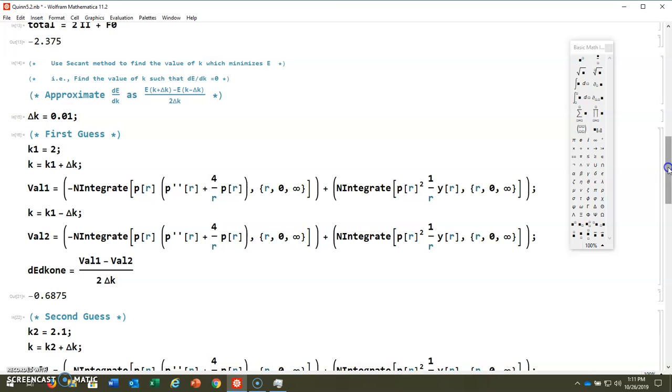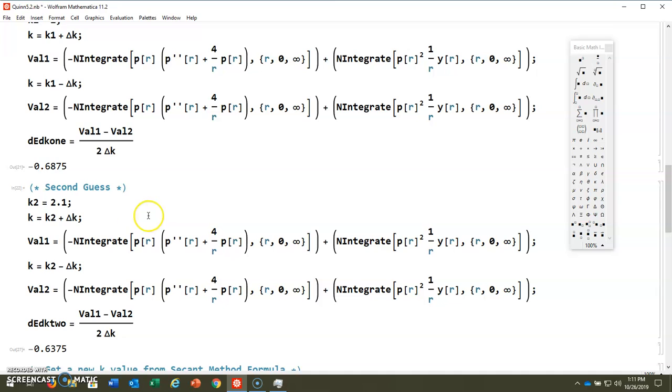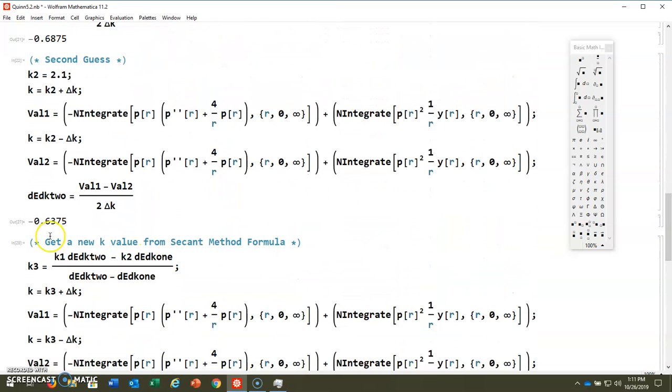The secant method does require a second initial guess, so you could do pretty much anything here, 1.9, 1.8. I just did 2.1. Nothing special about that, just something to get a second value here. So I use 2.1. Go through the process again, add and subtract my delta k value of 0.01, and then from that I can estimate my derivative again, my dE/dk. Again, I get minus 0.6375.